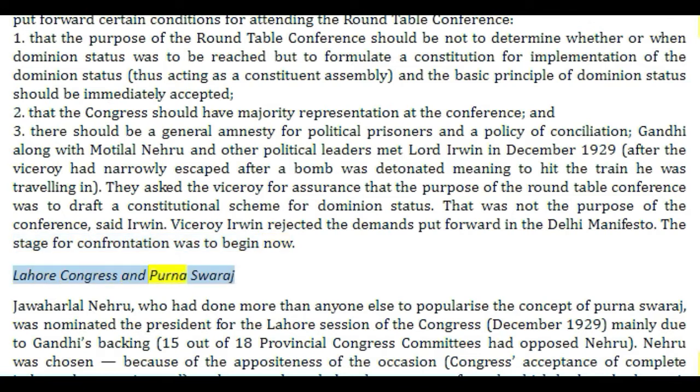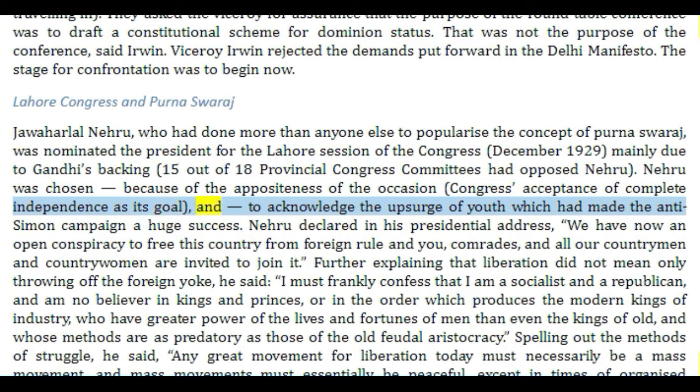Lahore Congress and Purna Swaraj. Jawaharlal Nehru, who had done more than anyone else to popularize the concept of Purna Swaraj, was nominated the president for the Lahore session of the Congress, December 1929, mainly due to Gandhi's backing. 15 out of 18 provincial Congress committees had opposed Nehru. Nehru was chosen because of the appositeness of the occasion, Congress acceptance of complete independence as its goal, and to acknowledge the upsurge of youth which had made the anti-Simon campaign a huge success.